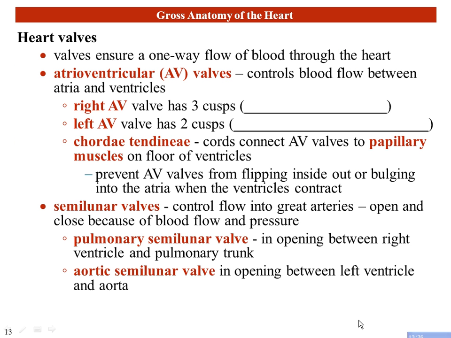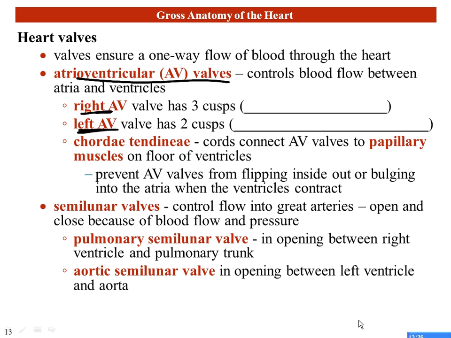Now when we look at the valves of the heart, the heart has two sets of valves. The first set are what we call atrioventricular valves. These are valves that control the flow of blood between the atria and the ventricles. So you have a right atrioventricular valve, and you also have a left atrioventricular valve.